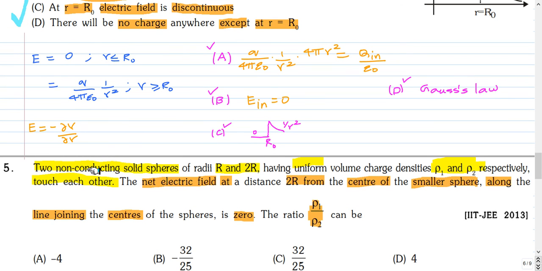This is the next question. Two non-conducting solid spheres of radii r and 2r have uniform volume charge densities ρ1 and ρ2 respectively. They touch each other. The net electric field at a distance 2r from the center of the smaller sphere, along the line joining the centers of the spheres, is 0. Then the ratio ρ1 by ρ2 can be. Four options are given. You can pause the video and attempt this question.